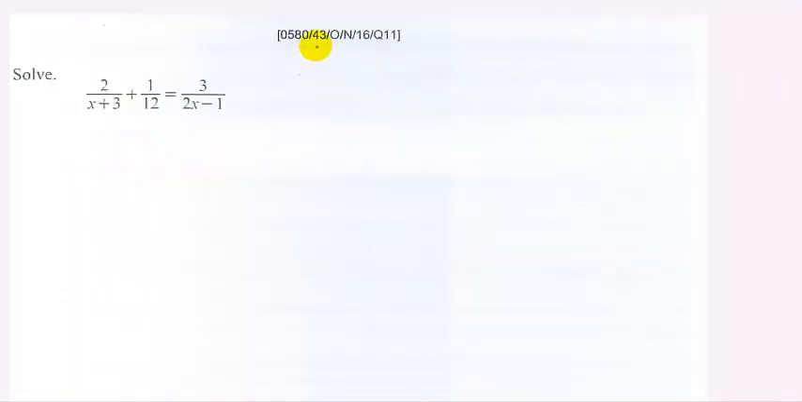This is paper 4, variant 3, November 2016. We have to solve this equation because there is an equal sign, and this equation is basically a rational equation. Rational means there are fractions. When there are fractions, we have to observe. So we should have a single fraction on the left hand side and a single on the right hand side.